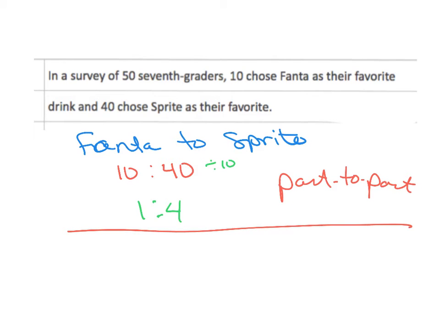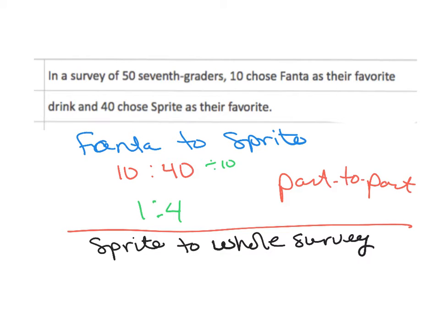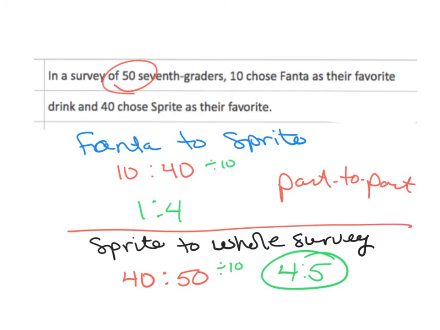I could change it up. Let's talk about those who like Sprite to the whole survey. So those who like Sprite is 40. Those who took the survey, 5 7th graders, so I would compare it to 50. Again, simplify by 10, I get 4 to 5 is my ratio. Part to part versus part to whole.